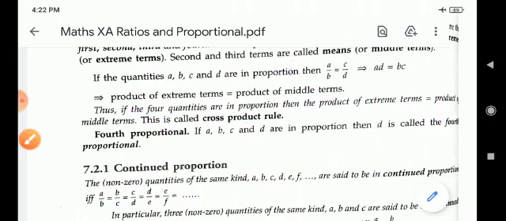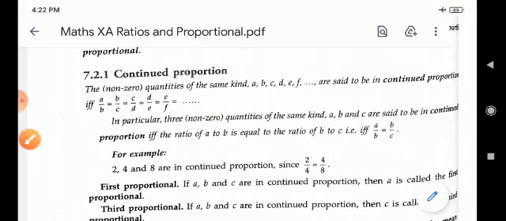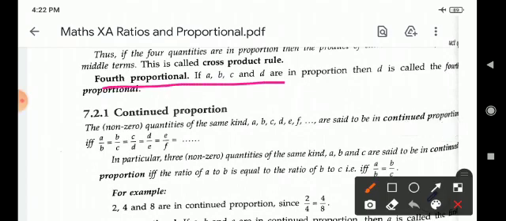Okay children. Now fourth proportional. If a, b, c and d are in proportion, then d is called the fourth proportional.